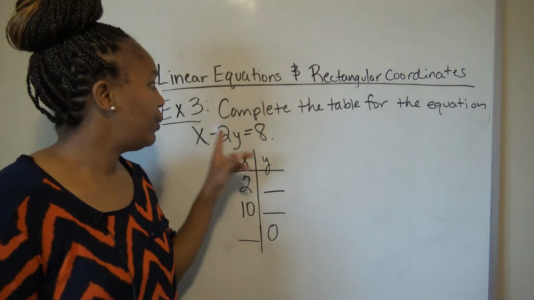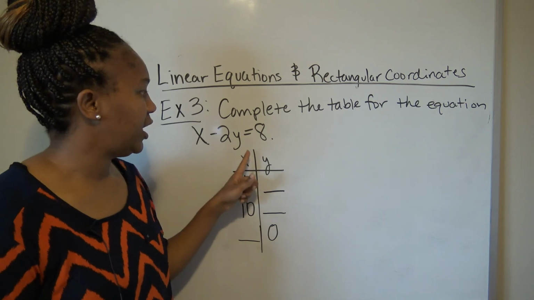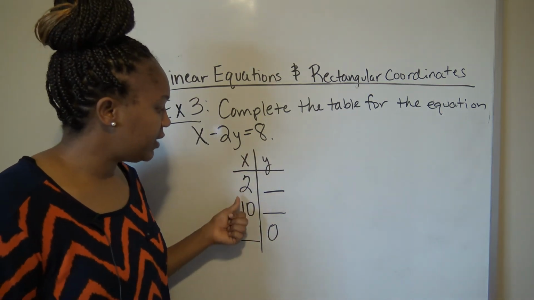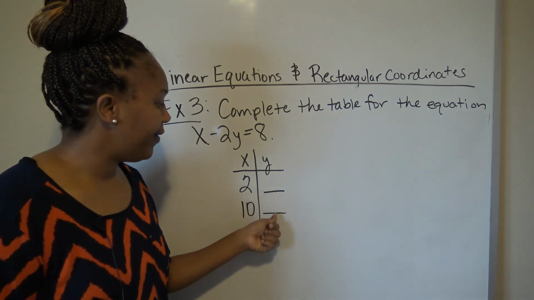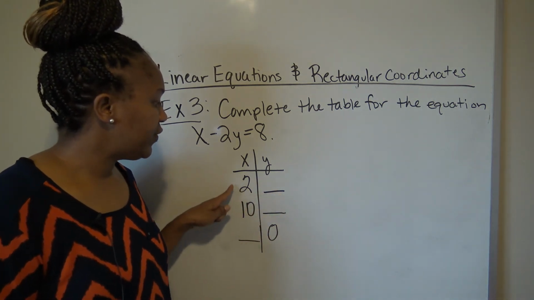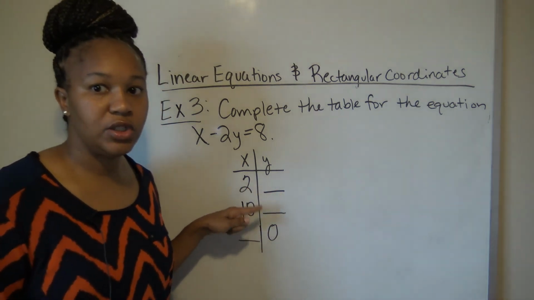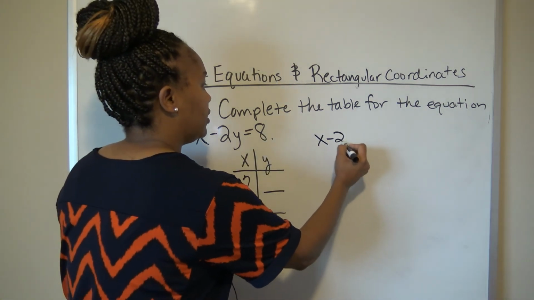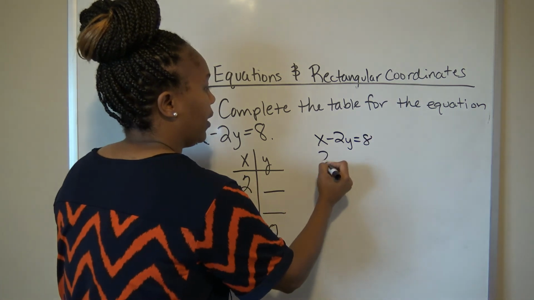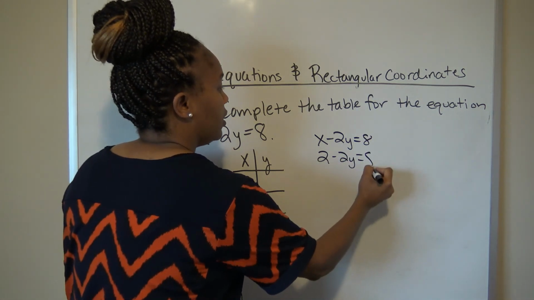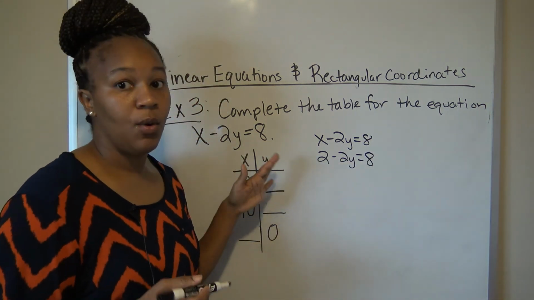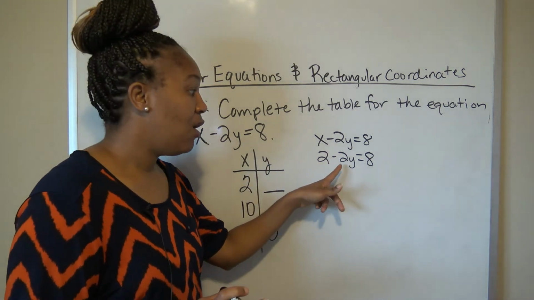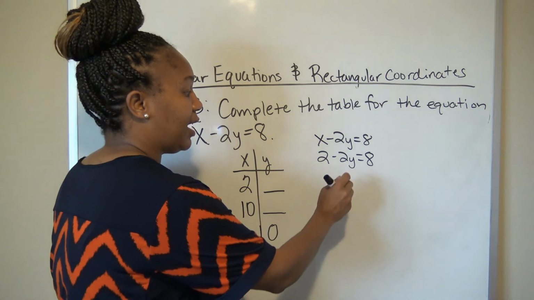For example 3, we want to complete the table for the equation x minus 2y equal 8. So here's the table. As you can see, it gives us some values and we have to find the missing values. So for this first one, it gives us that the value of x is 2. So just like in the last example, all you do is you replace x with 2 and you figure out what is y. So now this time y isn't so easily given, so we actually have to go through and solve for y. So we need to get y on the side by itself.